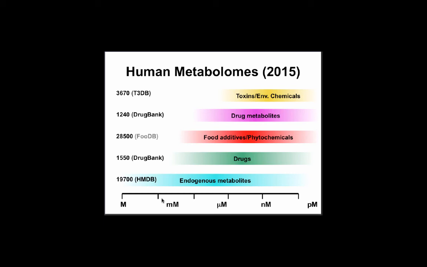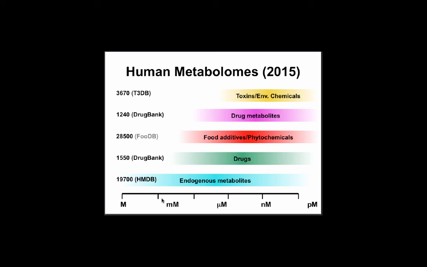Drugs are metabolized. They're broken down into drug metabolites. Again, they're at lower concentrations by about a factor of 10. And then you hope at the very, very lowest level are the toxins and in some cases environmental chemicals. And those are usually in the low nanomolar or picomolar range.